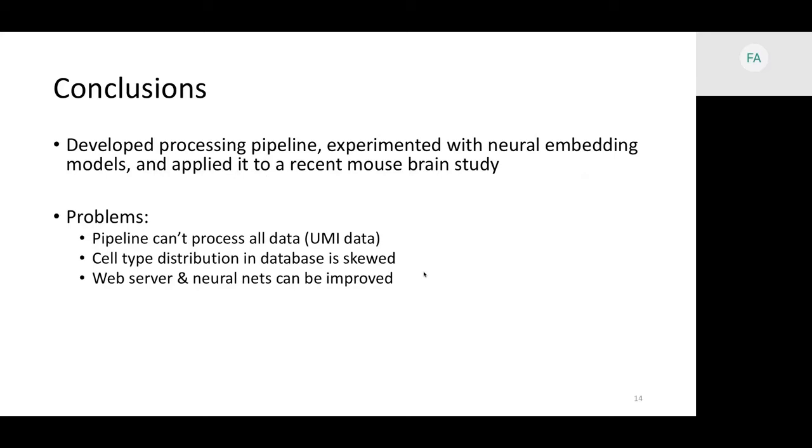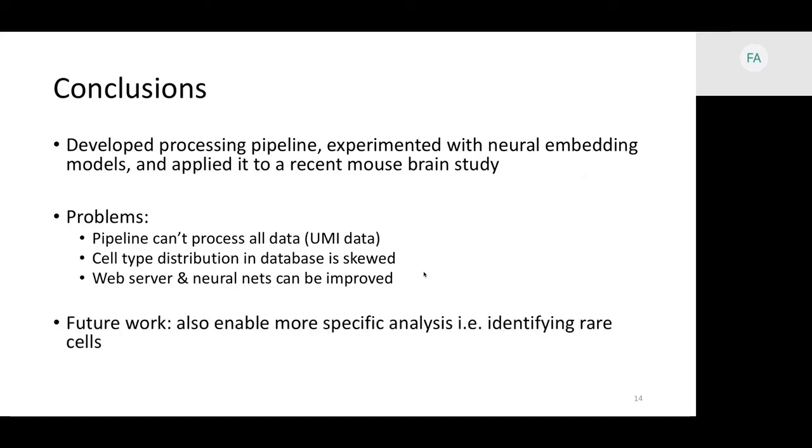Another problem that we have currently, again related to the first one, is that the distribution of the data in our database is skewed. We have very few examples of some cell types and many more examples of some other ones. And of course, we could always improve the usability of the web server and the performance of those neural nets.